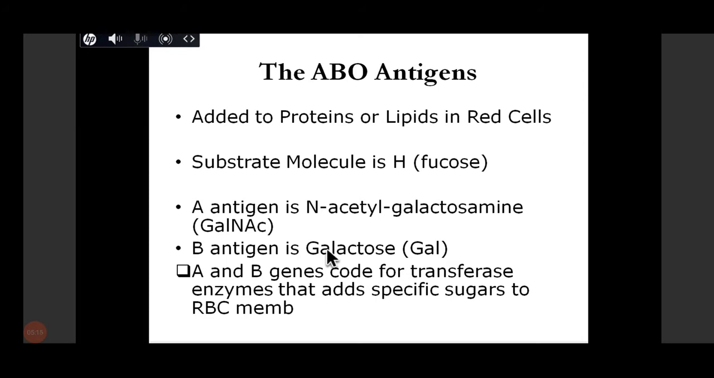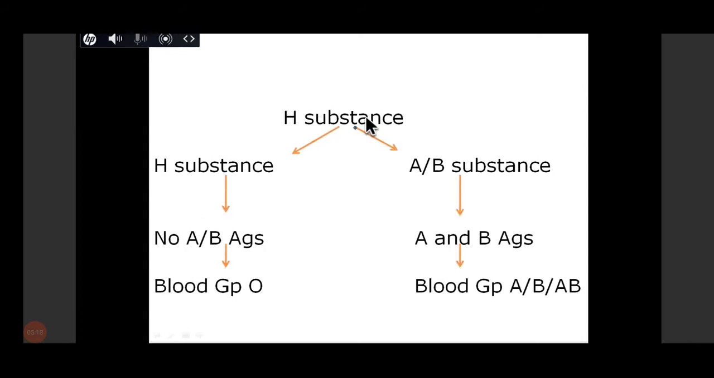So we have a molecule that is H substance, and to the H substance we add galactose or N-acetyl galactosamine, forming blood group A, B, or AB. If N-acetyl galactosamine is added, the person will have A. If both are added, the person will have AB, and if galactose is added, the person will have B. While in the other case, these two substances or antigens are not added, so the person will be blood group O.